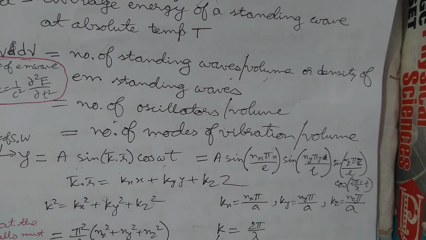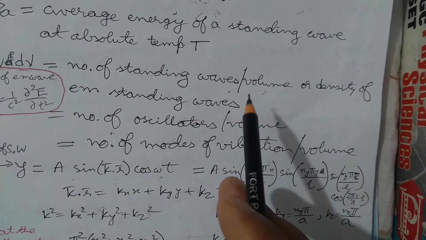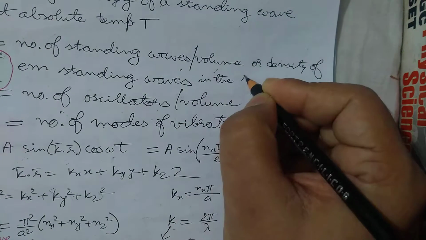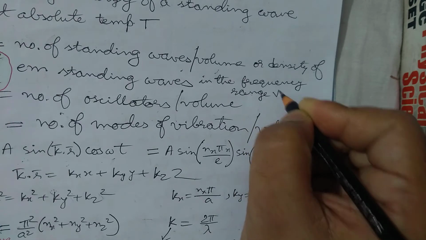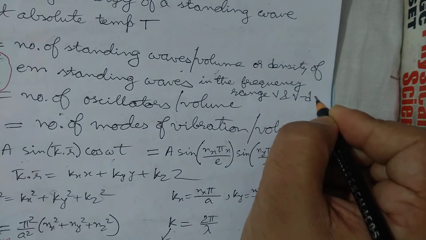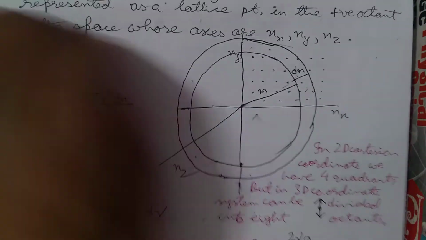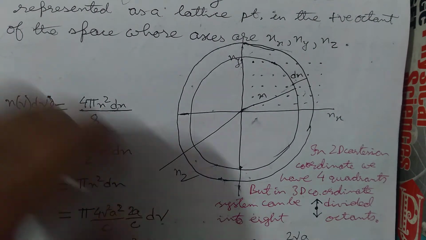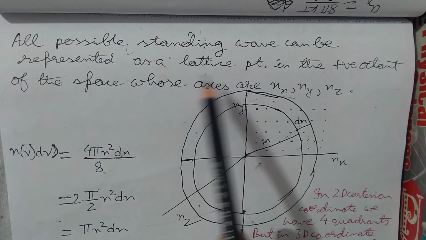Now what is n nu d nu? Actually n nu d nu is the number of standing waves per unit volume, or the density of electromagnetic waves, or the number of oscillators per unit volume in the frequency range nu to nu plus d nu. So you have to calculate this. To make it simpler, as I had said, all possible standing waves can be represented at the lattice points in the positive octant of the space whose axes are nx, ny, nz. So you consider a sphere.